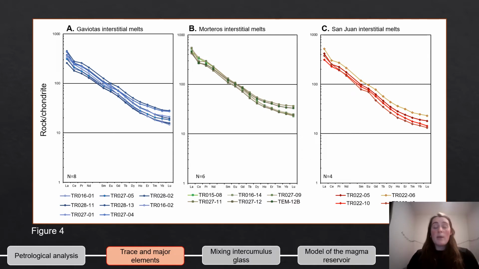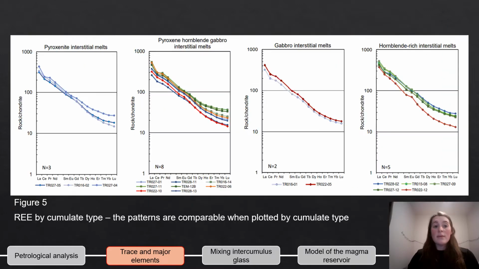The rare earth element patterns of the interstitial melts are displayed in Figure 4. Each formation has a broadly similar pattern, enriched in light rare earth elements compared to heavy rare earth elements. In addition, the interstitial melts have comparable rare earth element patterns when split into cumulate type. The comparable rare earth element patterns between these cumulate types does not concur with the 3 domains, ultramafic, mafic gabbroic and felsic, of the magma reservoir that are suggested by the cumulate petrology.